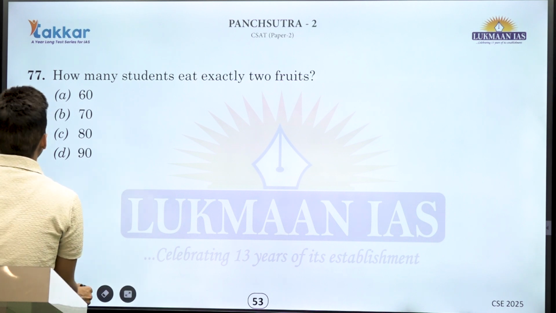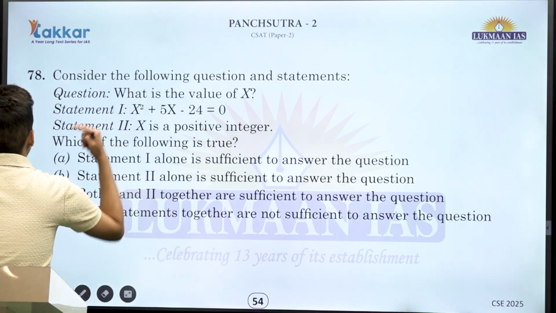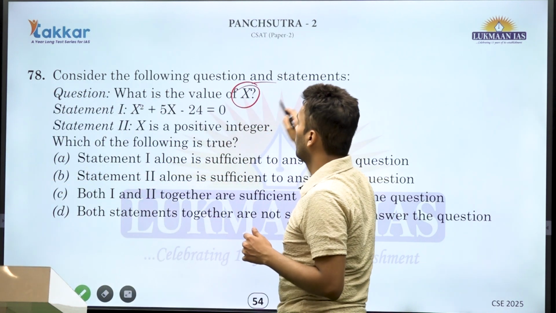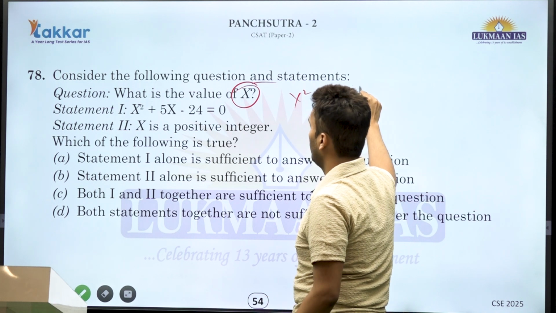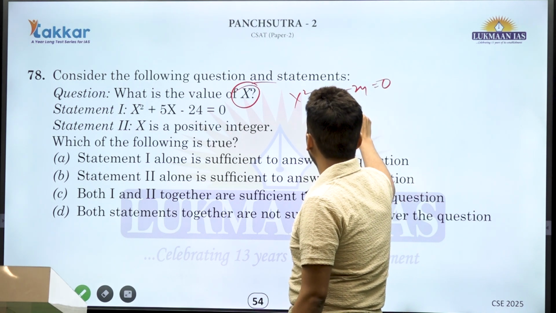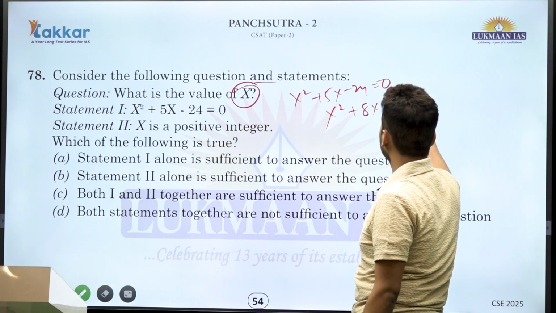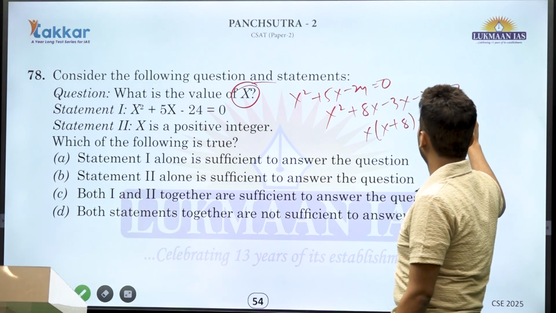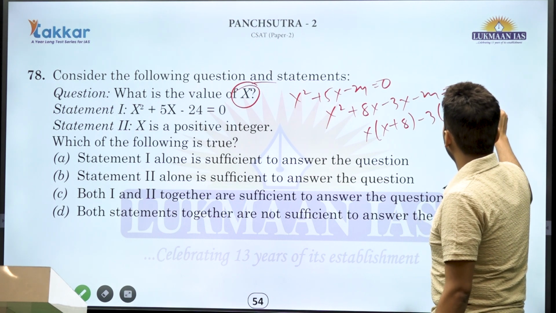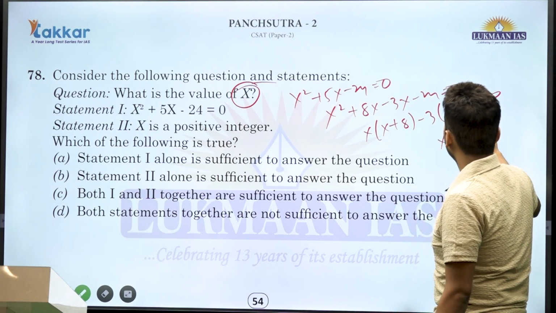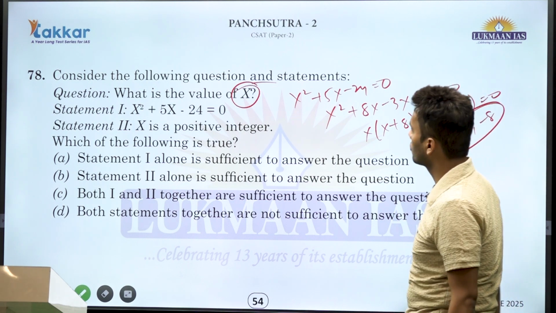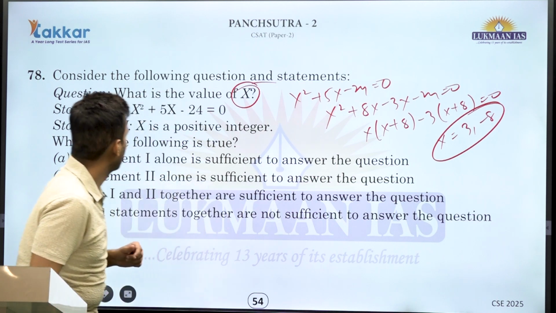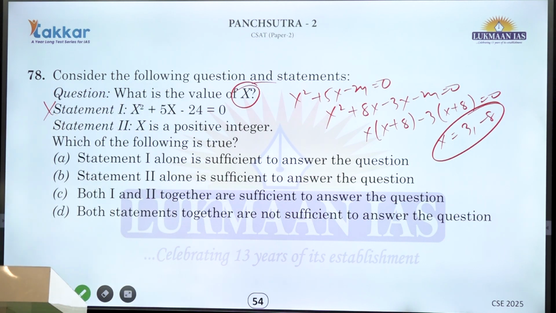Now let's move on to the next question, 78. Here we are given an equation, and we need to find the value of x. x square plus 5x minus 24 equal to 0. If we factorize it, (x plus 8)(x minus 3) equal to 0. So from here the value of x is 3 and minus 8. So from statement 1 we are not able to deduce the exact value, rather we are getting 2 values. So statement 1 alone is not sufficient to answer the question.